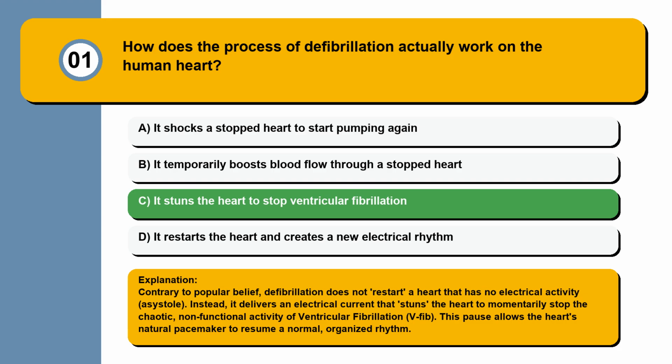Contrary to popular belief, defibrillation does not restart a heart that has no electrical activity, asystole. Instead, it delivers an electrical current that stuns the heart to momentarily stop the chaotic, non-functional activity of ventricular fibrillation, VFib. This pause allows the heart's natural pacemaker to resume a normal, organized rhythm.